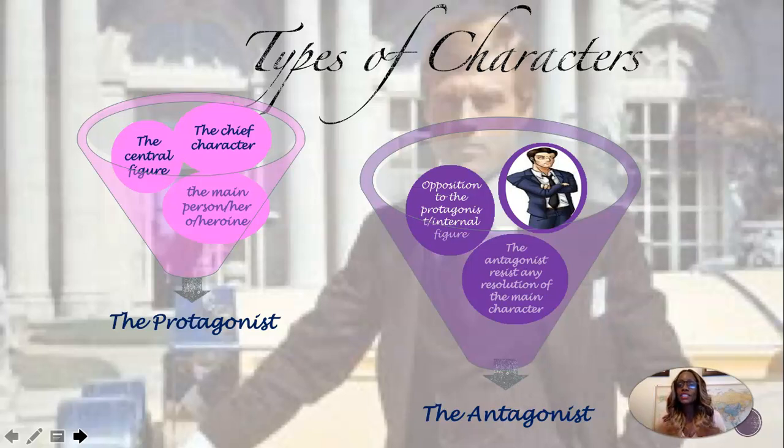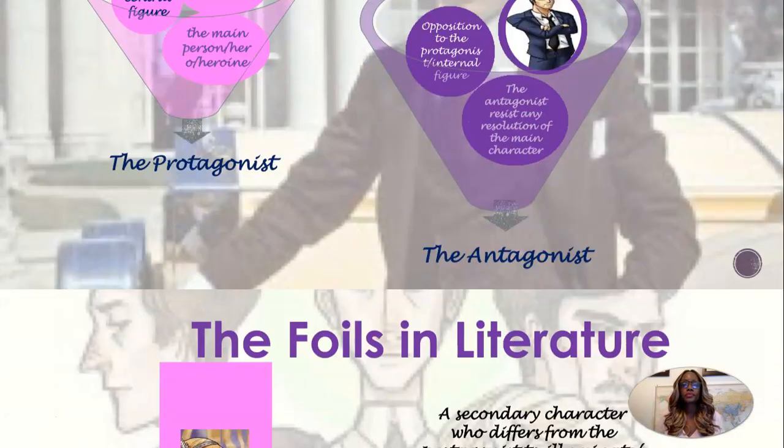The antagonist resists any resolution that a main character has. So we know that in The Great Gatsby, the protagonist is Gatsby himself. And then Tom Buchanan serves as the antagonist, right? Tom isn't going to just let Gatsby have Daisy, even though Tom clearly doesn't want her. But he's going to resist it, and that's the purpose of the antagonist in a work.